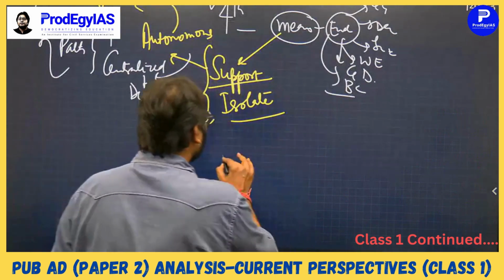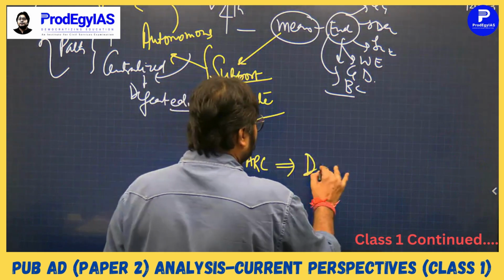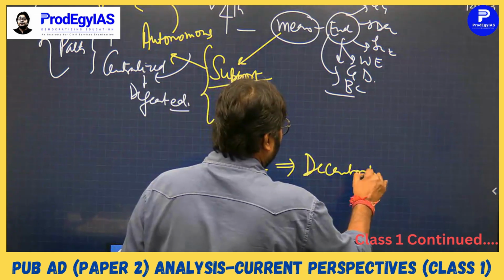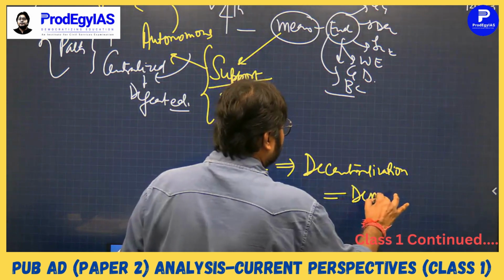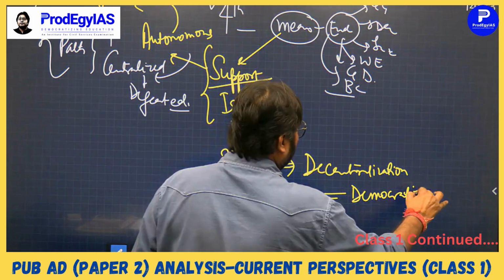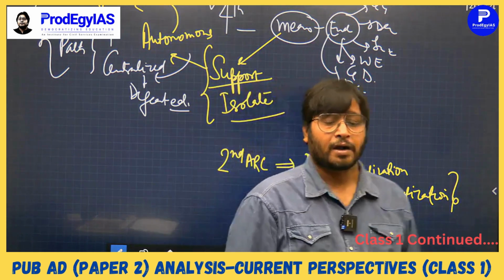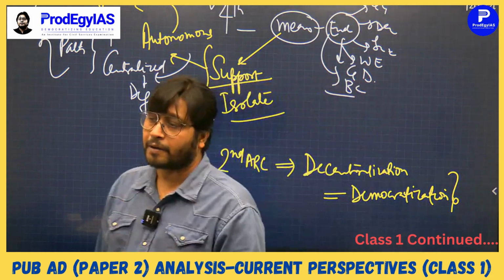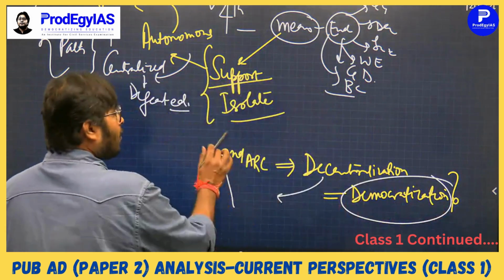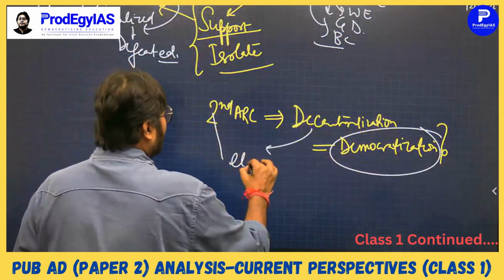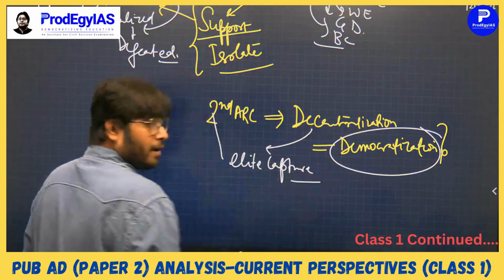Second ARC says that decentralization doesn't lead to democratization. Decentralization सिर्फ एक means है democracy का, equivalent to democracy नहीं है. Why? Because it says कि here, when you decentralize, what happens? The local bodies are captured by elites.